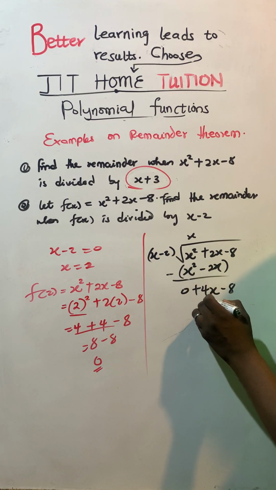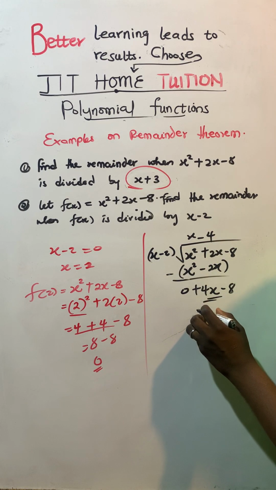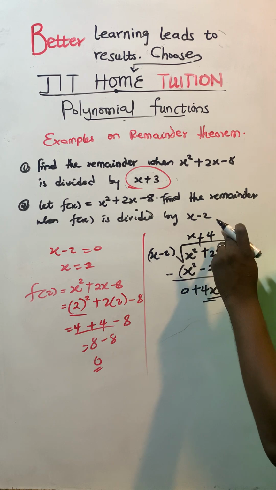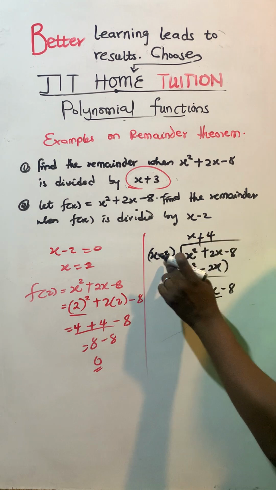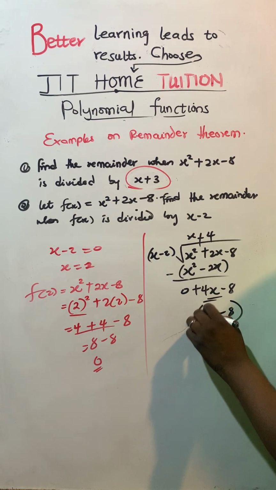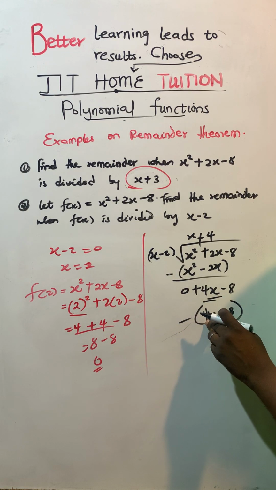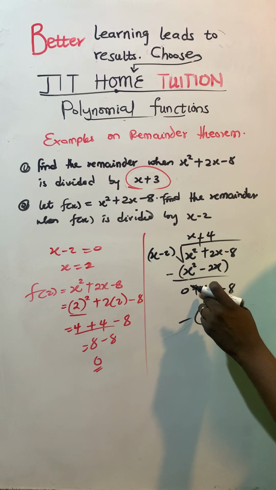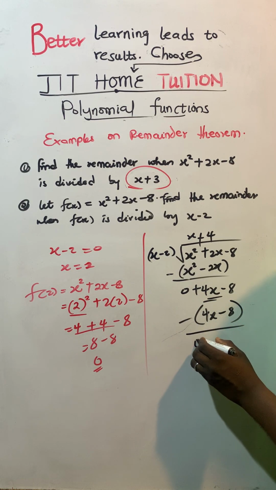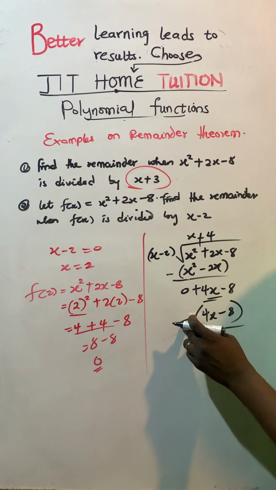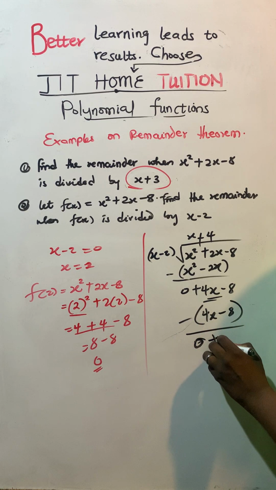The x will come and divide this one, giving you +4. Is it -4? No, +4. So this one will multiply this, giving you 4x. Then also multiply this, giving you -8. And after that, you subtract. When you subtract, the negative will affect this one, so it becomes positive, plus -4x, and that will be 0. The negative will also affect this one, so negative, positive, then this one will also become 0.